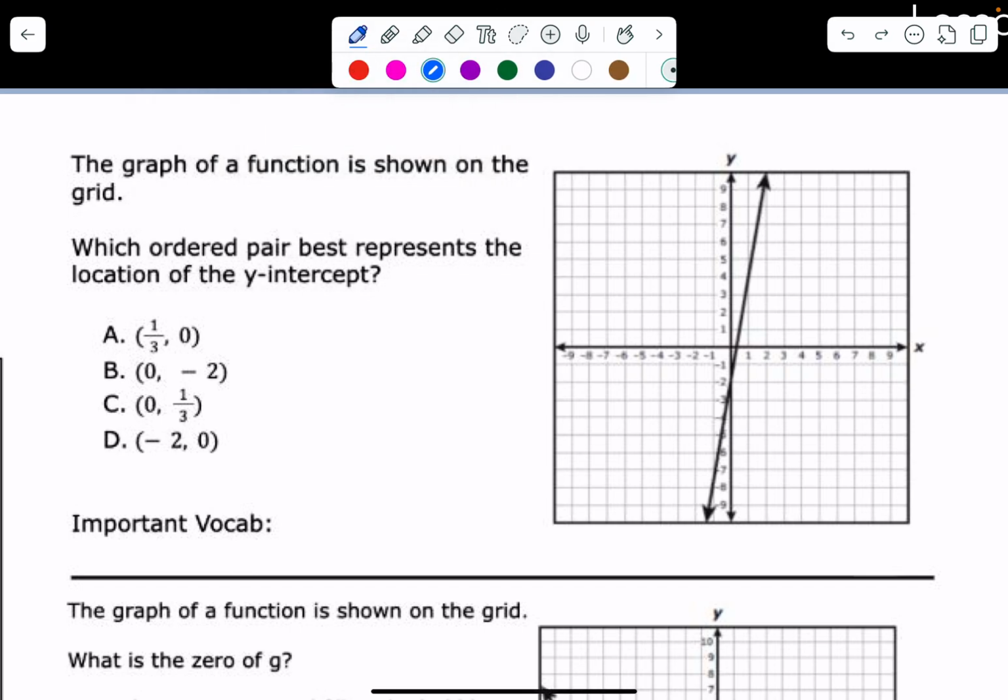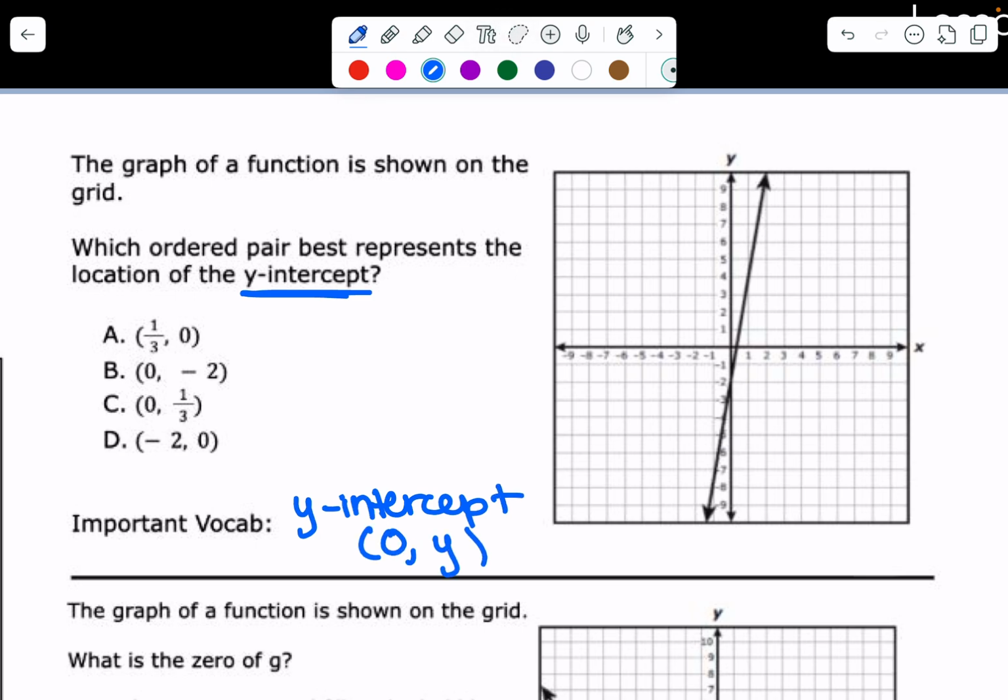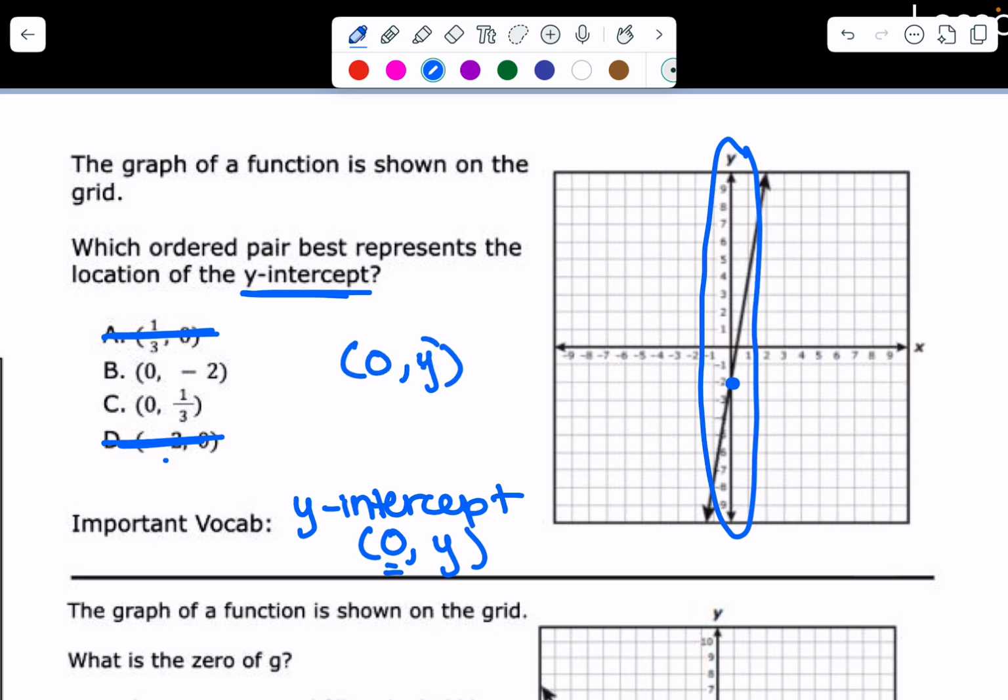My important word is y-intercept. I'm going to write y-intercept, and I'm always going to write 0, comma, y. Now, if I know my x is 0, I need to get rid of A and D, because they don't have 0 in my x spot. Now I'm between B and C. If I look at my y line, I know I touch -2. So instead of this y, I would be writing 0, -2. My answer would be B.